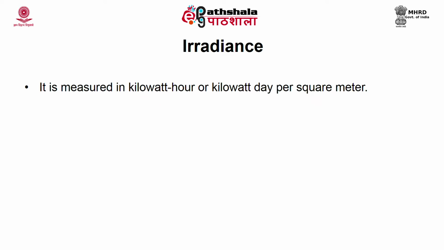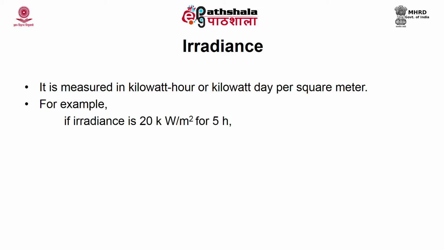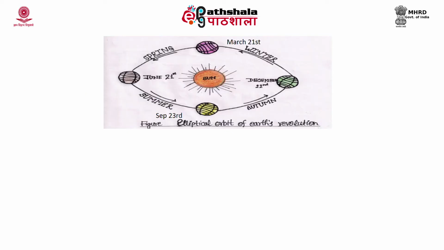You can calculate the irradiation if irradiance is given. For example, if irradiance is 20 kilowatt per square meter for 5 hours, the irradiation can be found by multiplying the irradiance with the time. That is 20 multiplied by 5 will give you 100 kilowatt hour per meter square. Now, we will see the extraterrestrial radiation.